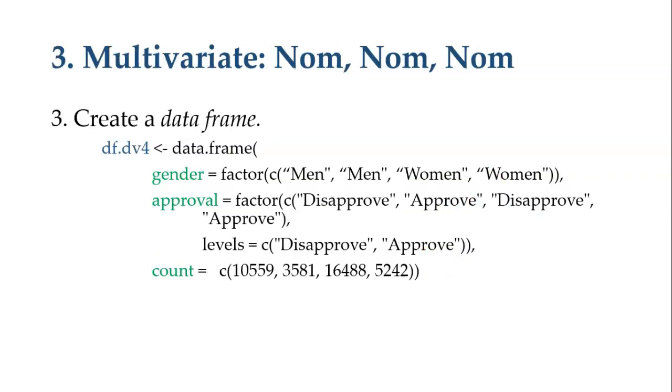So you write this data frame, you create this variable called gender, you can call it as you want, you can call it sex, whatever you want to call it. And you're gonna say that you're gonna have men, men, women, women. And approval is gonna be the same. Disapprove, approve, disapprove, approve, and the levels are disapprove, approve. And you're gonna write here in count the number of men who disapprove of Trump and support Maker. Okay?